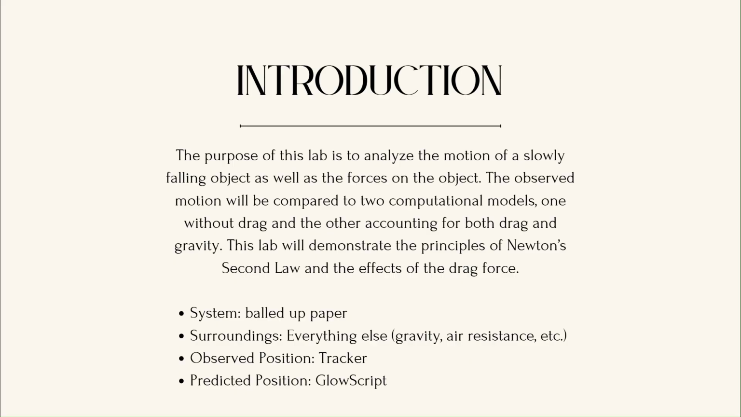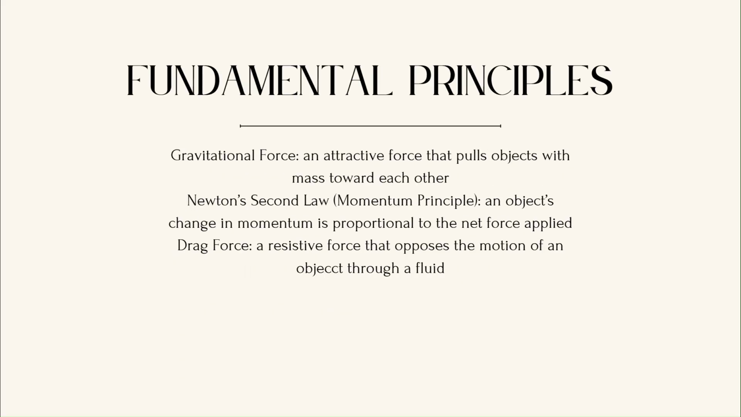Our system is the balled up paper that we use as our ball. Surroundings is everything else, which could be like gravity, air resistance, etc. The observed position is the tracker data, and the predicted position is the closed script.